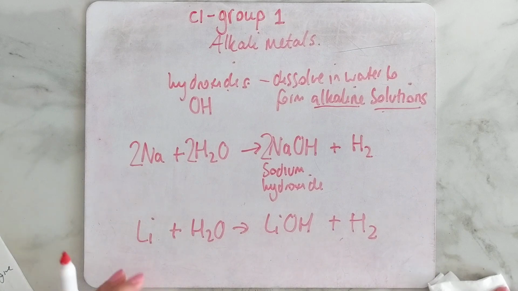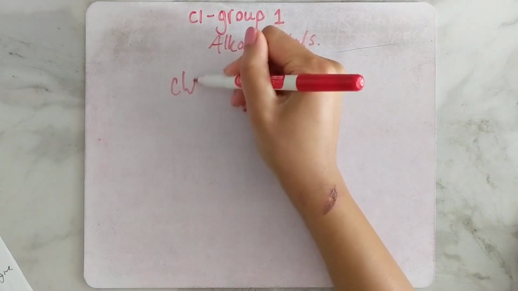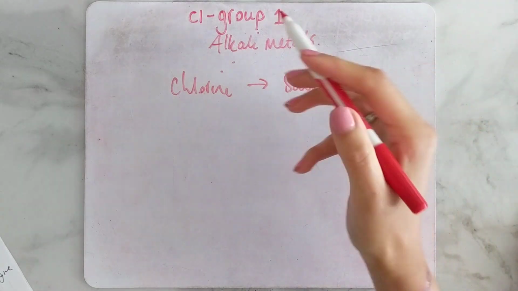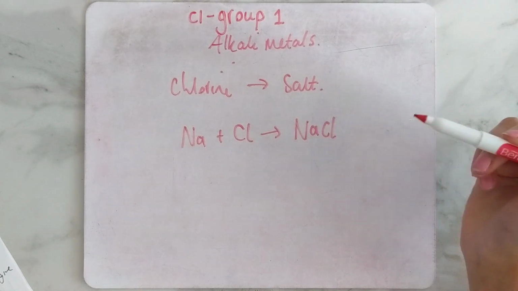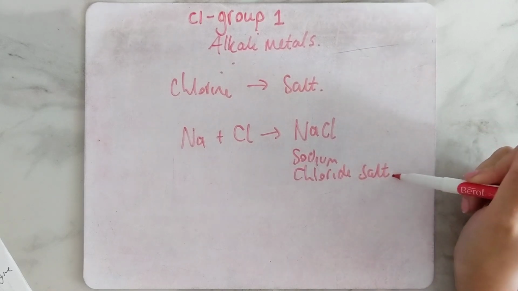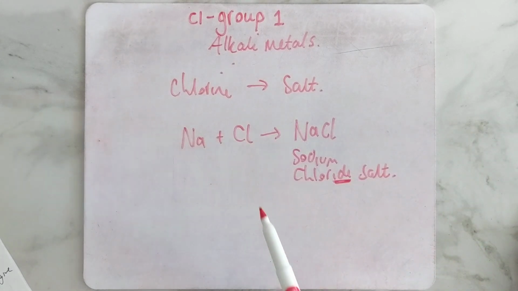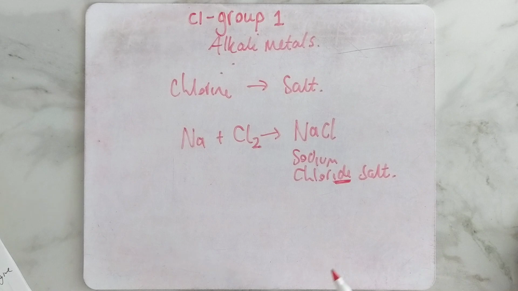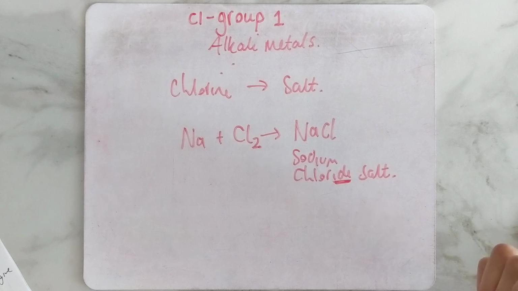The next equation you need to know is the reaction of alkali metals with chlorine. The reaction with chlorine and alkali metals produces what we call a salt. So sodium plus chlorine goes to sodium chloride, and that's my salt. It's not sodium chlorine, because it's a salt. Oh, sorry, I've made a mistake there. That should be Cl2 because chlorine exists as a diatomic molecule. It's not sodium chlorine, it's always sodium chloride when we're talking about the salt.